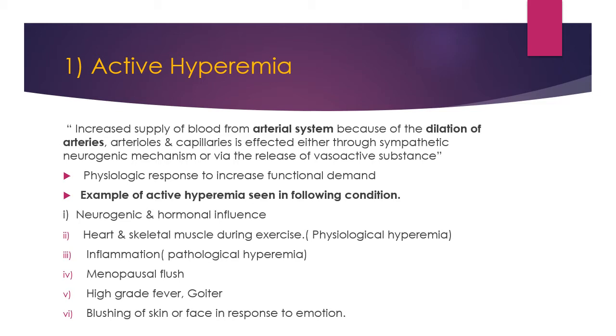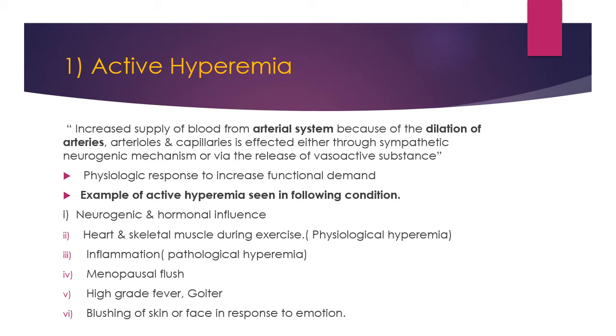Active hyperemia occurs, for example, as a physiological response to increased functional demands like exercise; these are physiological hyperemia. Some examples of active hyperemia are seen in the following conditions. But hyperemia can be pathological also, or physiological. Neurogenic and hormonal influences also increase hyperemia.